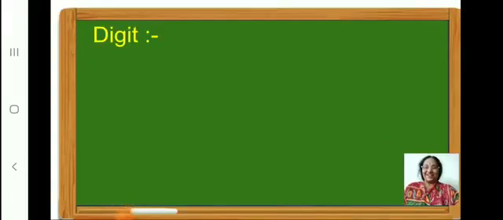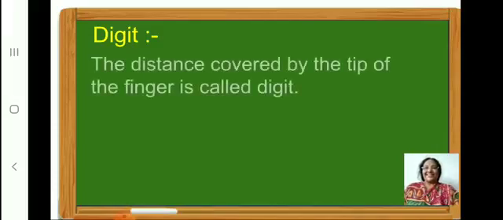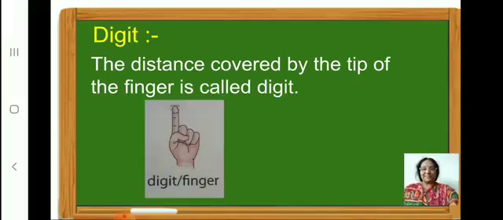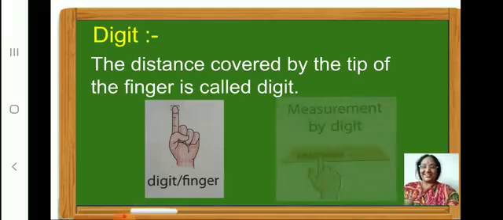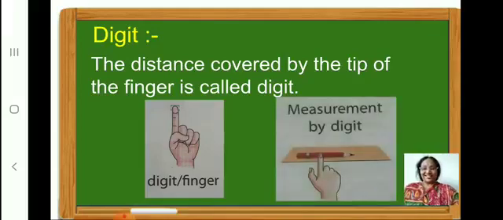Children, now let us see what is a digit. The distance covered by the tip of the finger is called digit. By using our digit, we can measure objects. Okay, children? See, digit means finger only. Measurement by digit. Can you see in the picture? Okay. Children, even we can measure any object by using our finger.